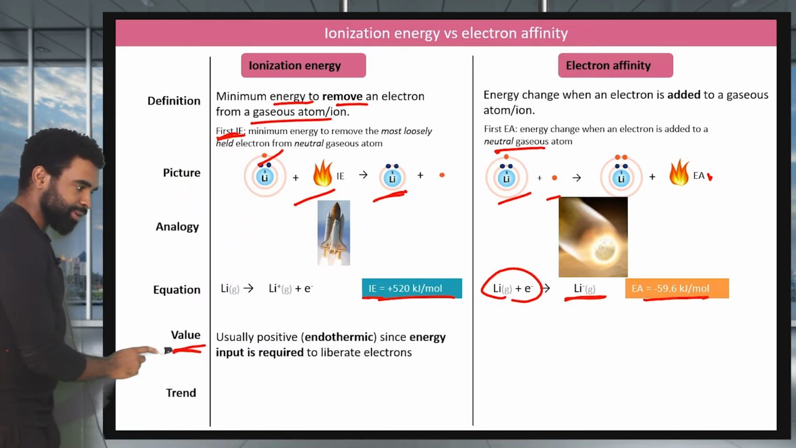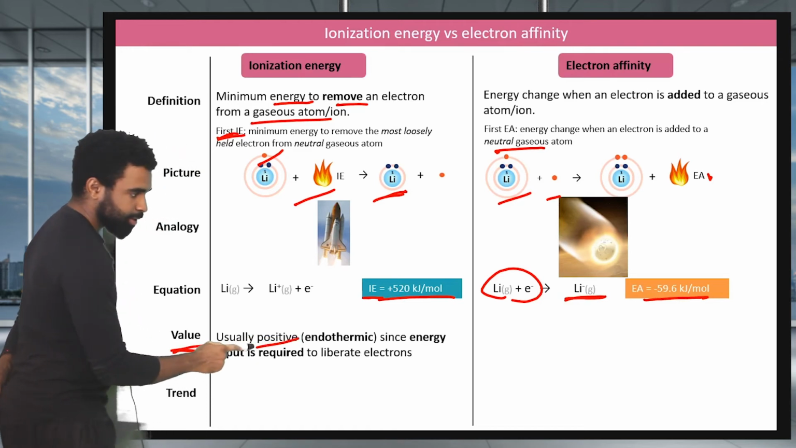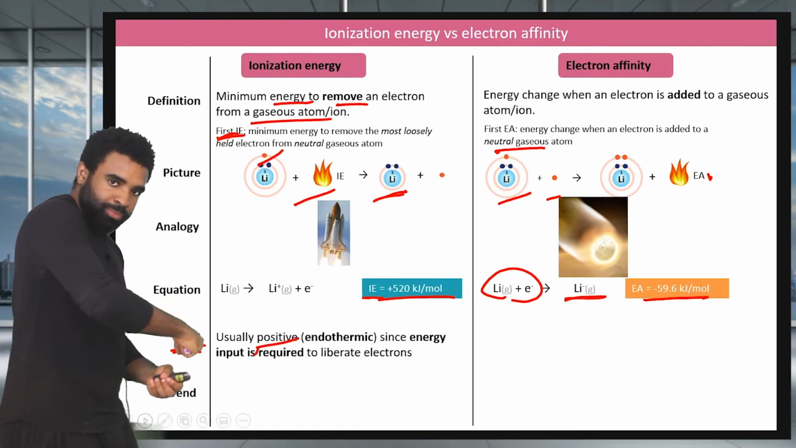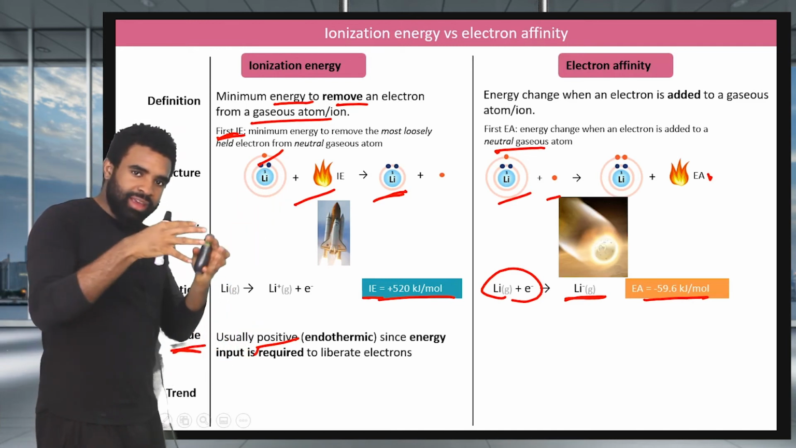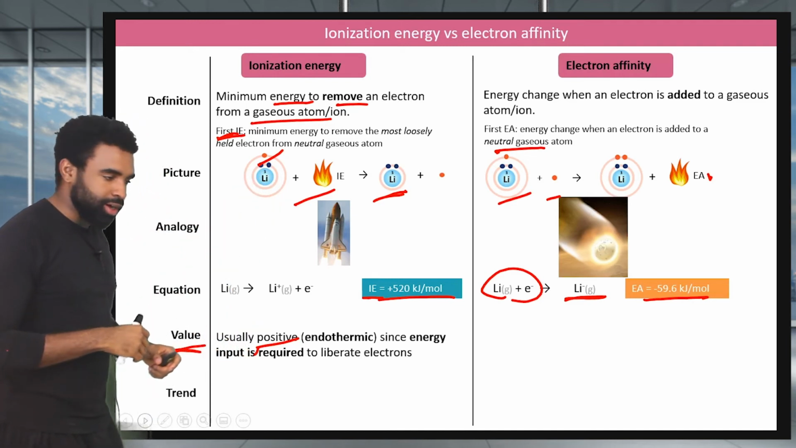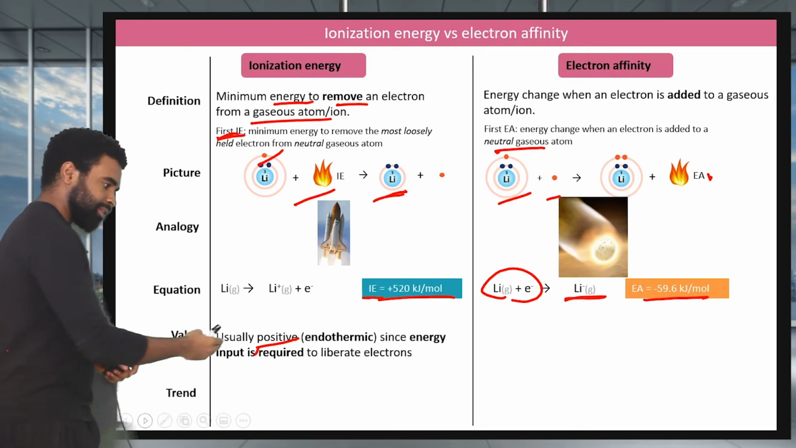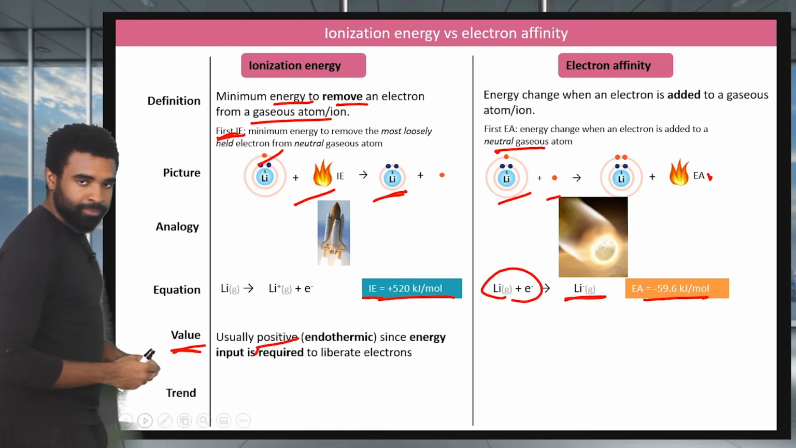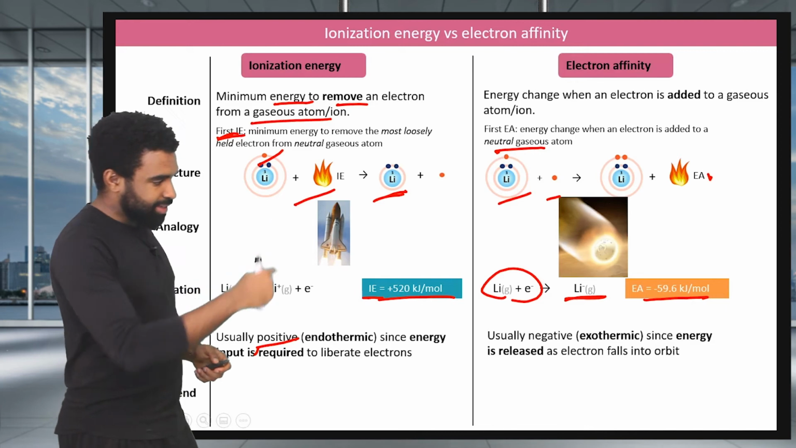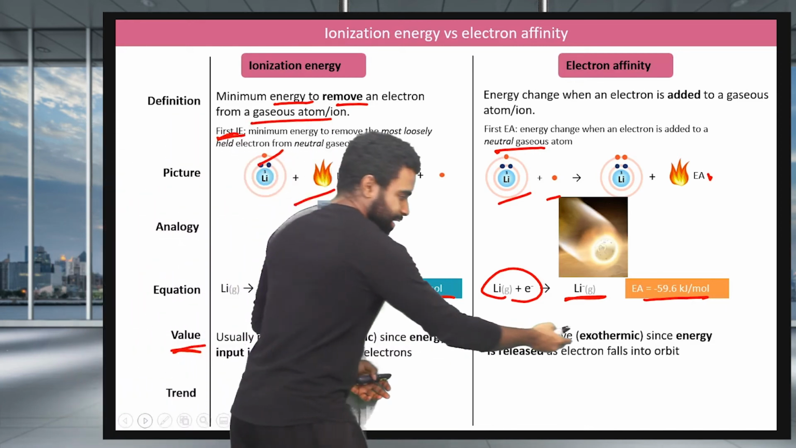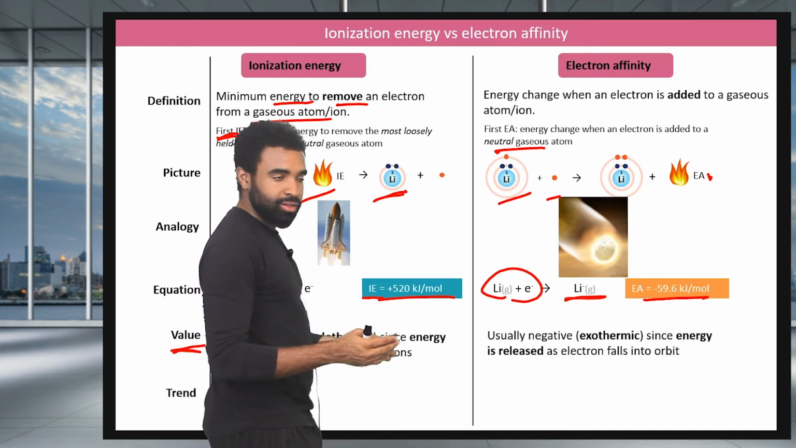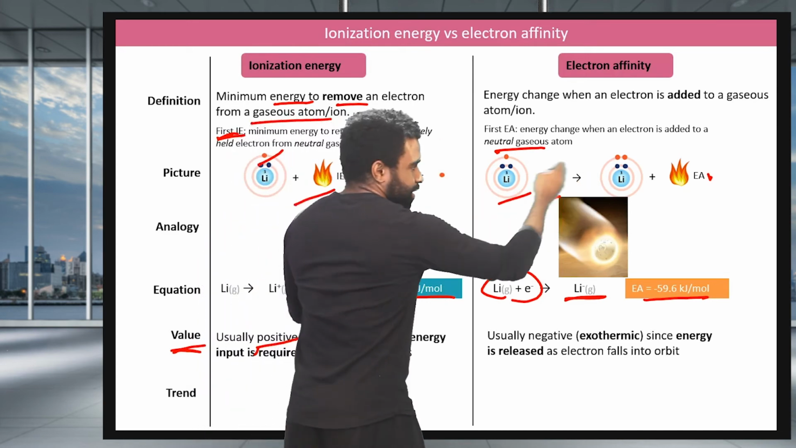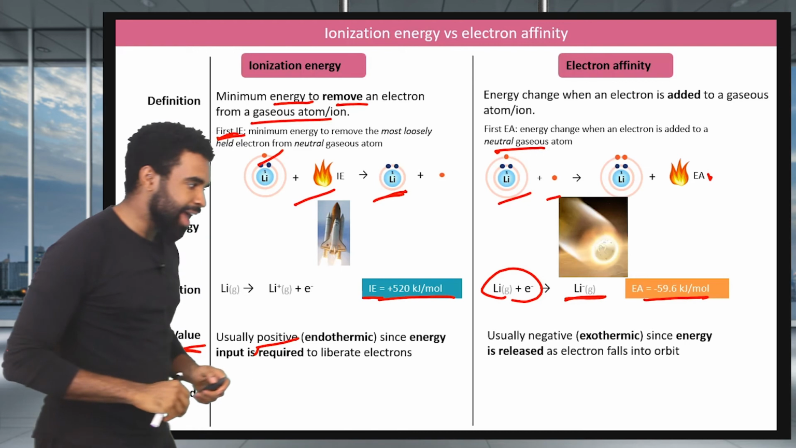Generally speaking, these values will be positive, because it usually requires energy to pull off an electron from an atom, because you have to overcome the electrostatic pull of the protons in the nucleus, and therefore it's endothermic, right? It requires energy. This case is exothermic, or a negative enthalpy change, because energy is released, so energy leaves the system when the electron falls into the atom.